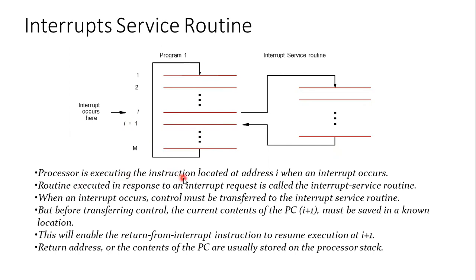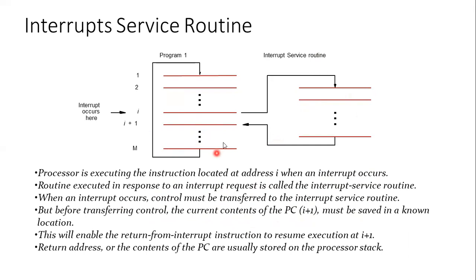The processor is executing the instruction located at the address I. When an interrupt occurs, the routine executed in response to the interrupt request is called the interrupt service routine. This is called the interrupt service routine. Thereafter, when an interrupt occurs, control must be transferred to the interrupt service routine. But before transferring control, the current contents of the PC, I plus 1, must be saved in a known location.